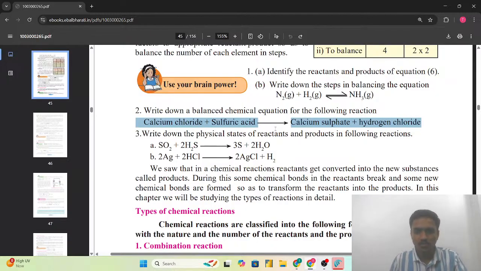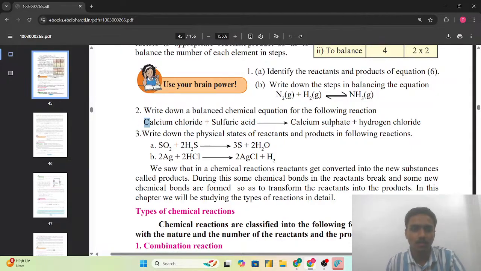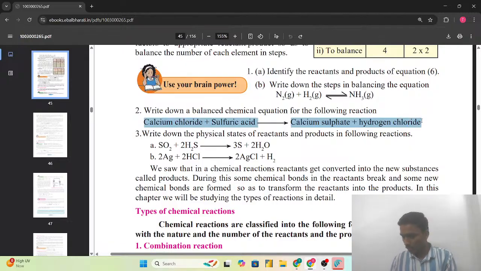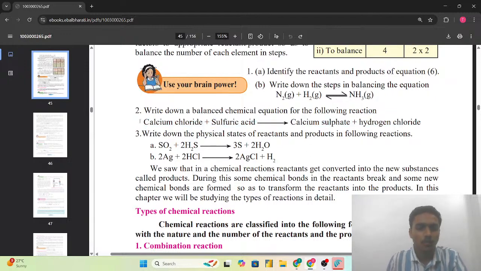You have to write this down, and also you can comment the stoichiometric factors which will be coming, to balance this reaction. You can give that answer in the live chat and in the comment box also.